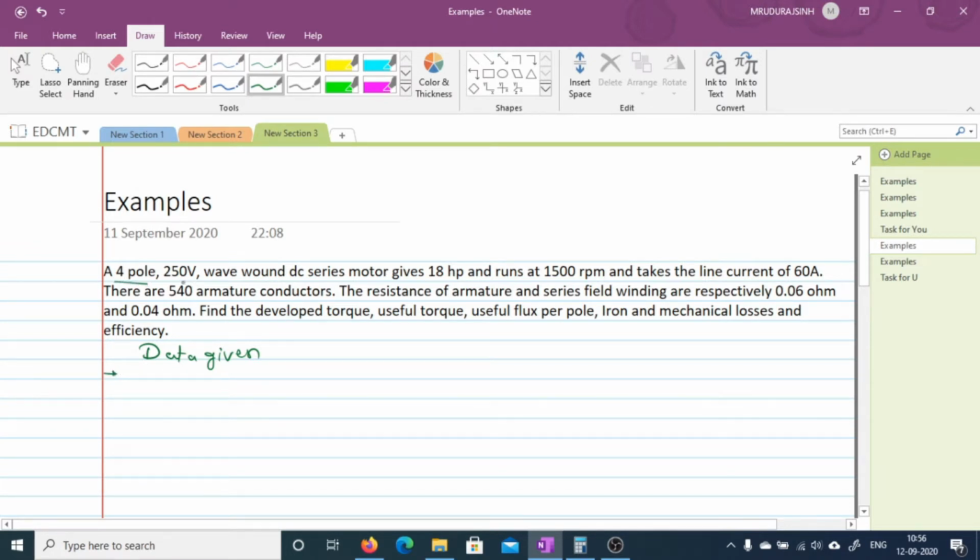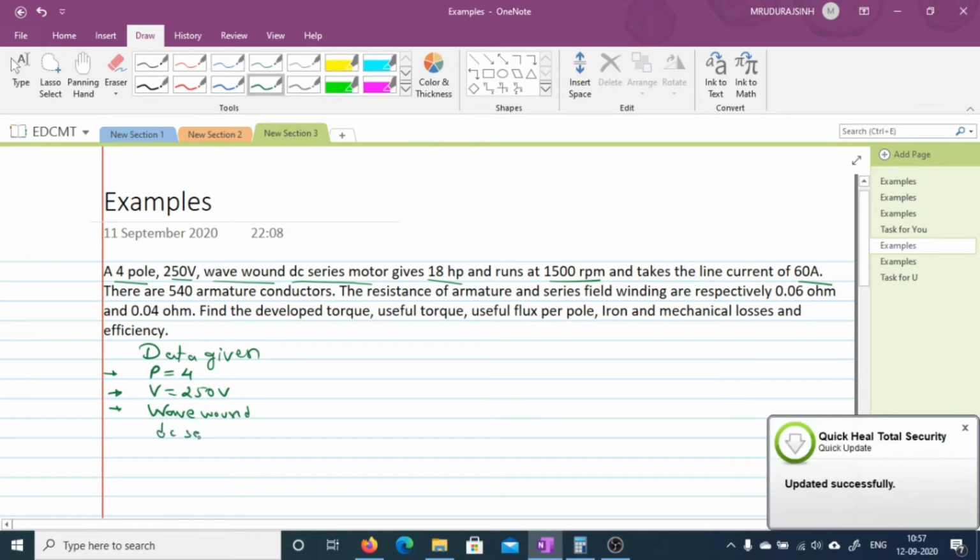A 4-pole 250 volt wave wound DC series motor gives 18 HP and runs at 1500 RPM and takes the line current of 60 ampere. So much data is given in the first sentence. So P is equal to number of poles, 4, then supply voltage V is 250 volt. This machine is wave wound and a series motor.